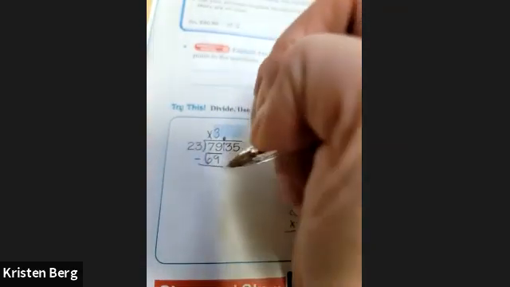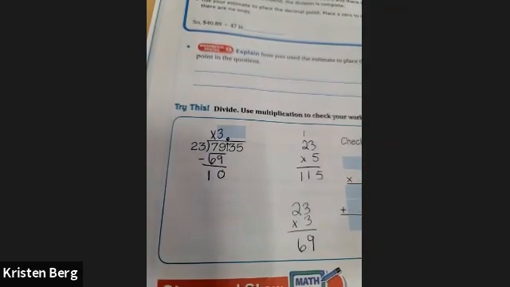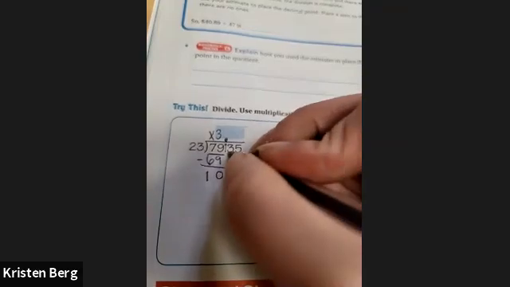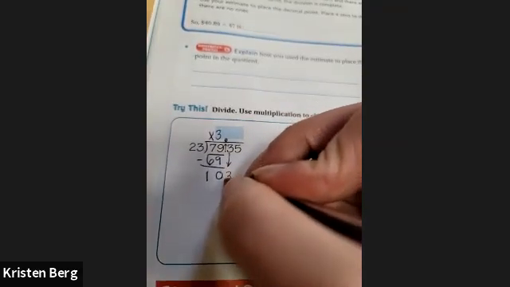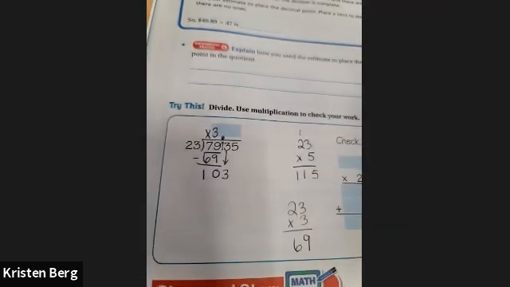So now I'm going to subtract. That would be 9 minus 9 is 0. 1 minus 6, 7 minus 6 is 1. Then check it. We are okay. So then I'm going to bring down my next number. Now, how many 23s can now go into 103?